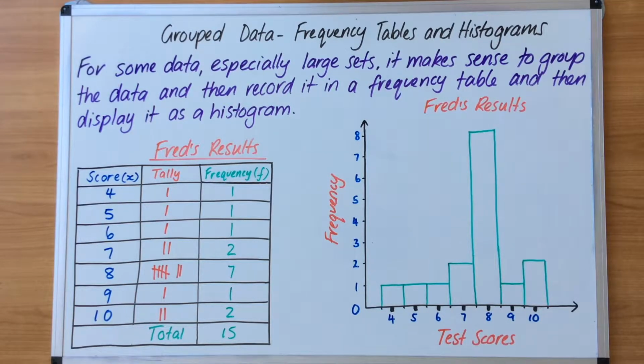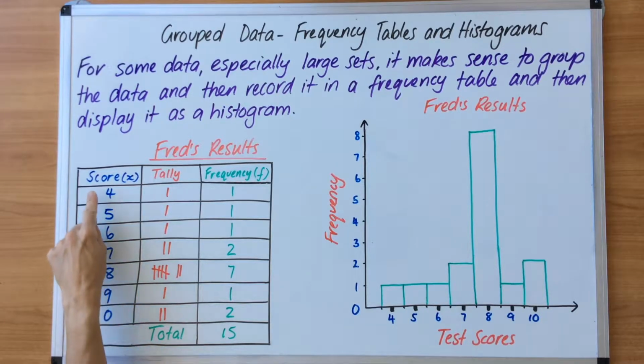Let's take a look on the left-hand side here at this frequency table. It says Fred's results. Let's put some context on this. Let's pretend that this is Fred's spelling test results. Looking at the score on the left-hand side, this is all the possible results Fred could have achieved on the tests. In the middle here in the tally, that is representing how many times Fred achieved that test result. And on the right-hand side here in the frequency, this reflects the tally added up.